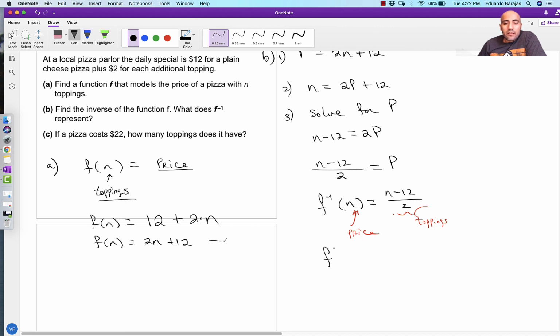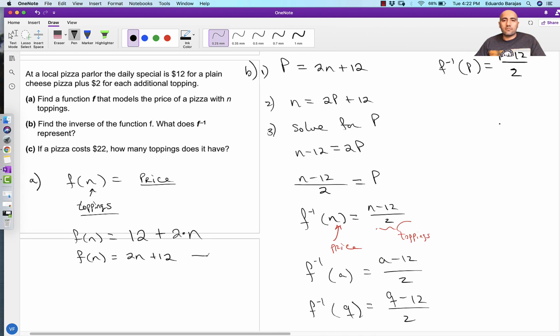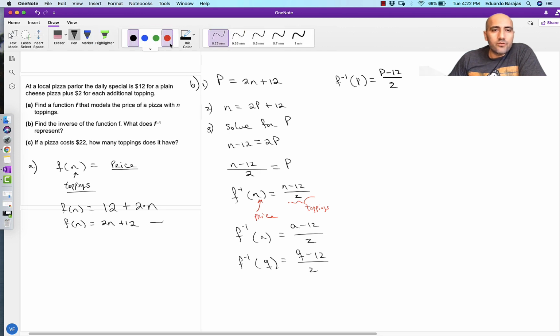So I can use any other letter. f inverse of a equals a minus 12 divided by 2. Same thing. Or f inverse of q is equal to q minus 12 divided by 2. Same thing. So why not keep the p, right? So in this case, why not go for saying that f inverse of p equals p minus 12 divided by 2. Okay, so I hope that doesn't confuse you too much. Stick to having the letter there.